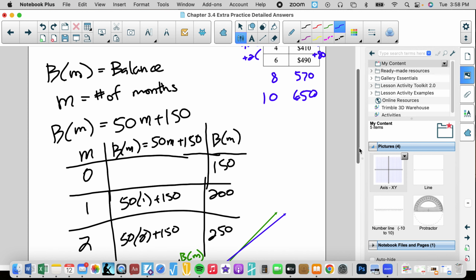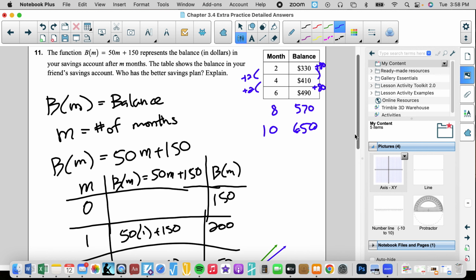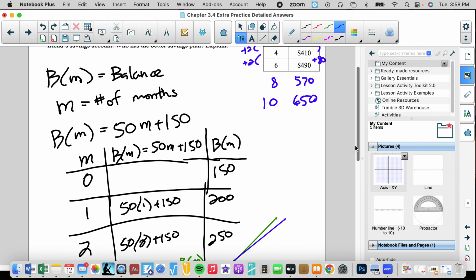Let's go and plug in for our balances. Let's do 8 and 10. So in black, if we do 8 months, what do we get? 8 times 50 is 400, so that's 550. So we're close. He's still better after 8 months. 10 months, so are we tied at 10 months? Yes, we are, 650. So after 10 months, we have the same, and then I'm going to pass him after 10 months.